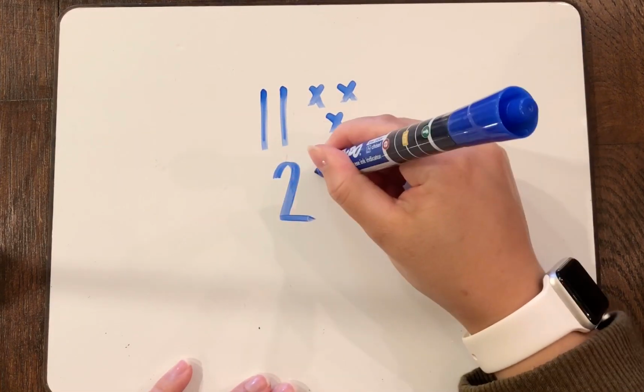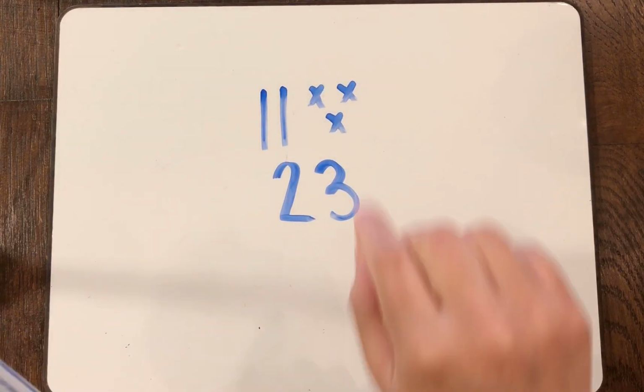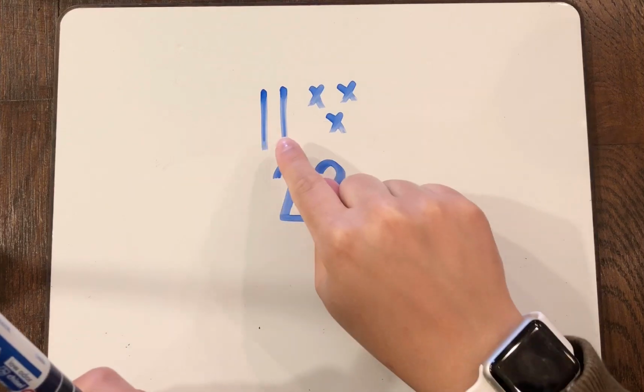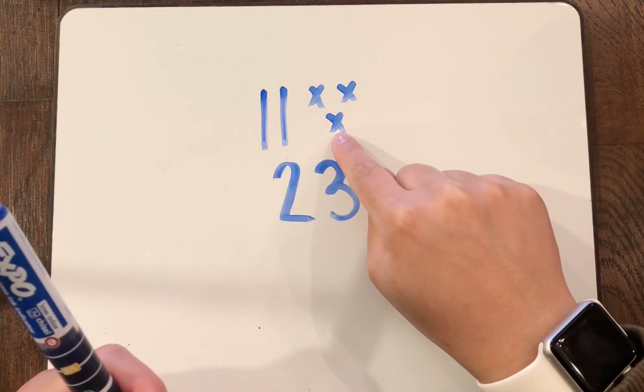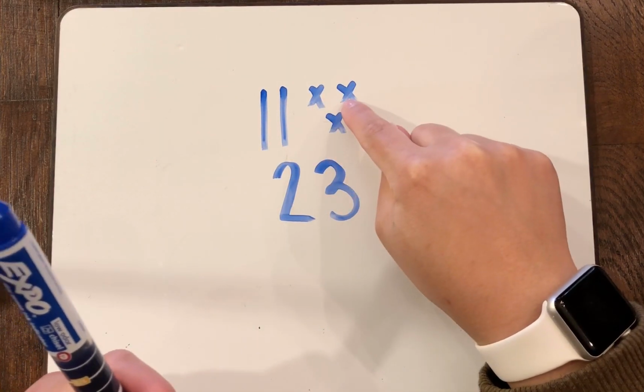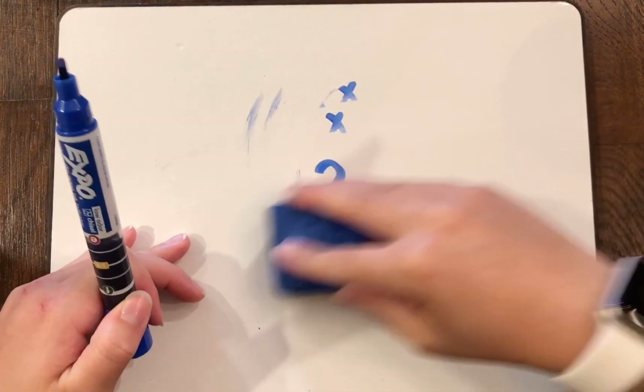Good, it's 23. Let's count it together, ready? 10, 20, 21, 22, 23. Awesome. All right, I'm gonna draw another one and you're gonna shout out what it is, okay?